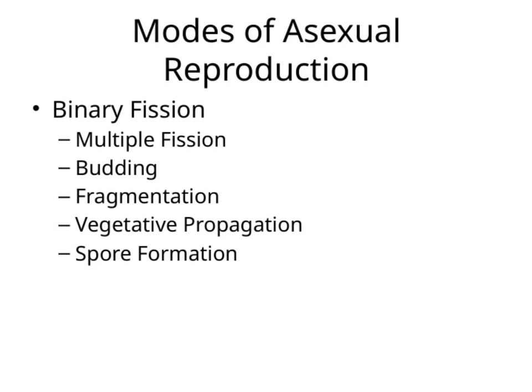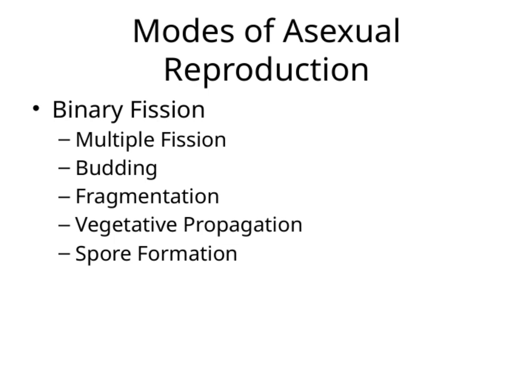Let's explore the various modes of asexual reproduction, which are crucial for understanding how organisms can multiply quickly and efficiently. First, we have binary fission, a process where a single organism divides into two identical daughter cells, commonly seen in bacteria. It's a simple yet effective method of reproduction.